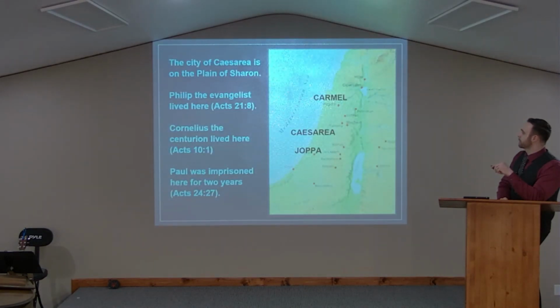Here we have the city of Caesarea. It's right here in Sharon. Philip the evangelist lived here. Cornelius lived here. And Paul was actually in prison there for 2 years.